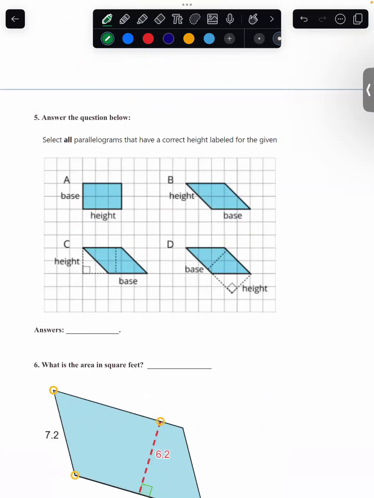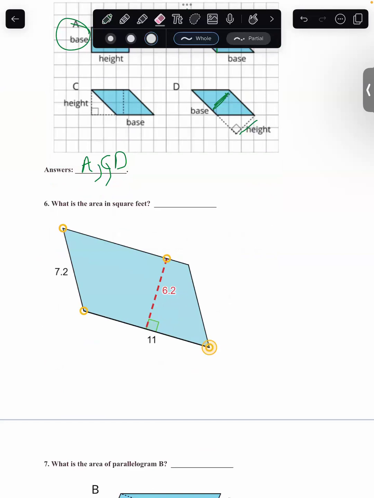All right, select all the parallelograms that have a correct height labeled for the given base. So that would be A. All right, that would not be B, okay, because this would be the height right here. It would be C, base and height. And then this is the base, that's the height. Yeah, that would work. It could be here, it could be there. All right, so that's fine. A, C, and D.